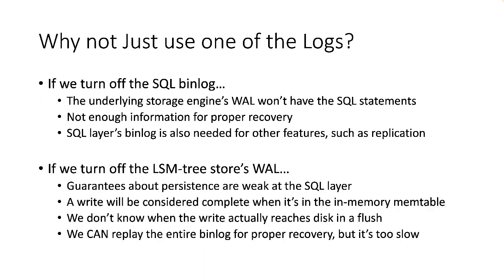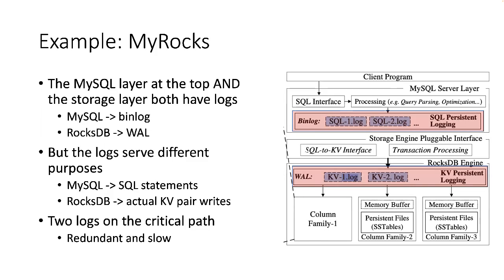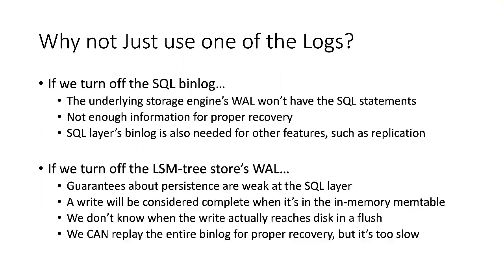So the first thing we might think is, why don't we just use one of the logs, either or? What we can do first is turn off the bin log at the top for the SQL layer. But the issue here is that the underlying storage layer won't know about the SQL statements that it has to recover. So while we can recover key value pairs, we can't really recover what we wanted at the top layer. In addition to this, typically the log at the top will also be used for things like replication or synchronization.